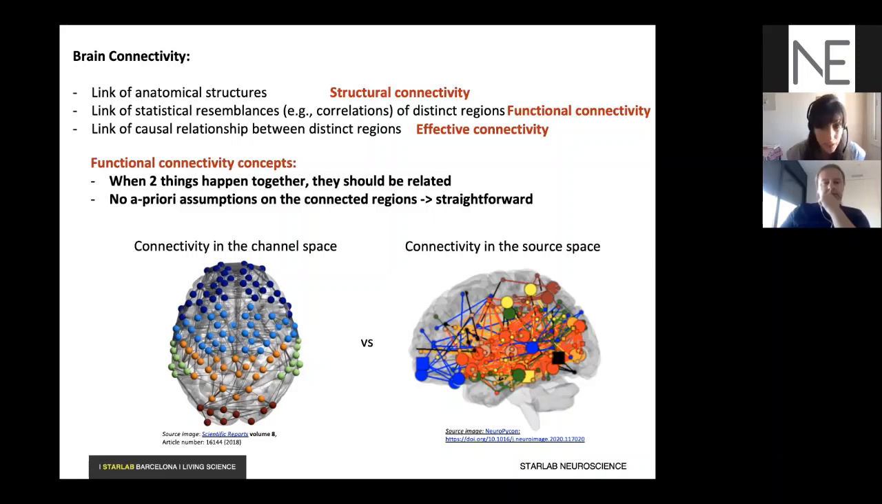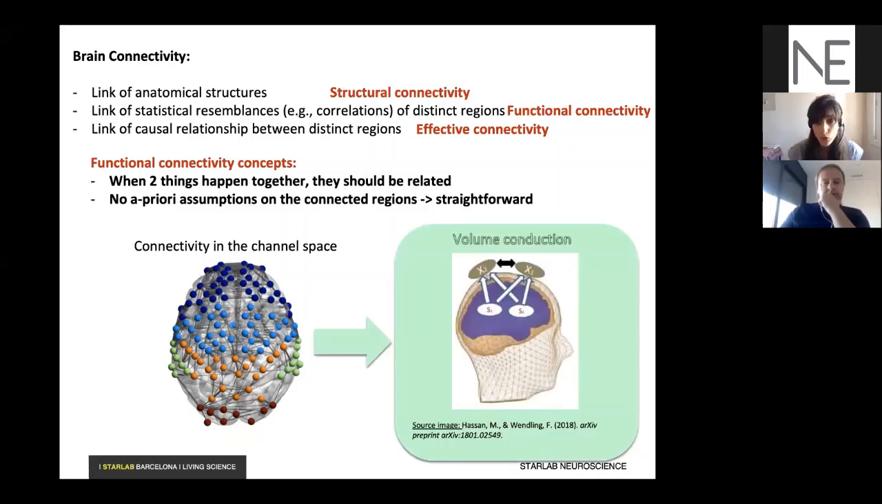So in connectivity in the channel space, you should be careful due to the volume conduction. For those who are not familiar with this, the volume conduction basically comes from the fact that there may be two sources deep in the brain which are sending signals to the cortex, which are acquired by the same electrode. So finally, if you estimate the connectivity between two different electrodes, you don't know if it's because these two electrodes are really functionally connected or if it's because of the same source that is sending this information to both electrodes at the same time.